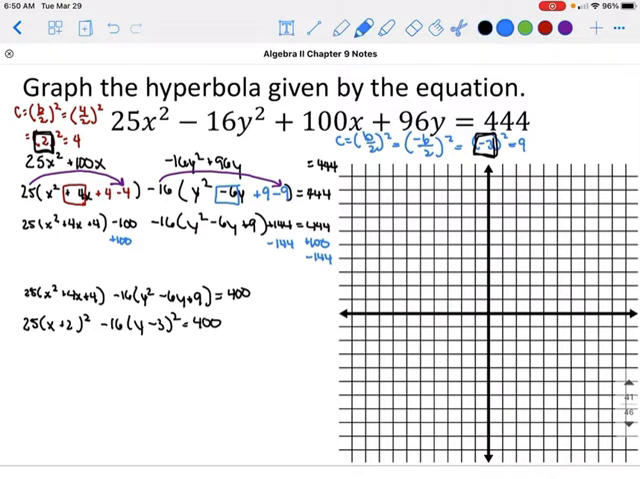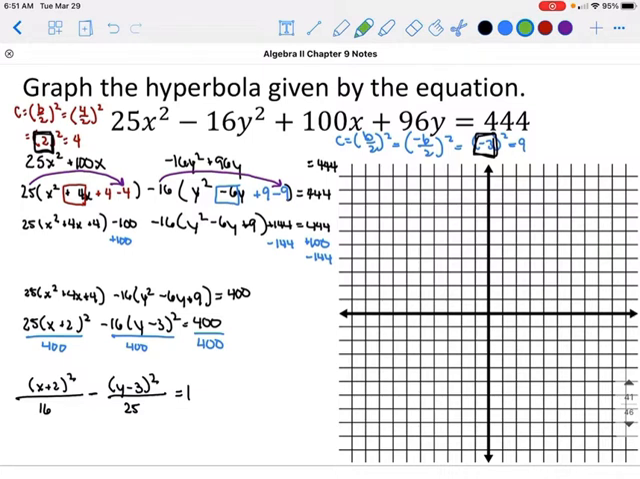Now the last step on your hyperbola is to get the answer to equal 1. So to do this, we are going to divide each piece by 400, and then we are going to reduce. So we have x plus 2 squared all over 25 goes into 400 16 times, minus y minus 3 squared all over 16 goes into 400 25 times, is equal to 1.